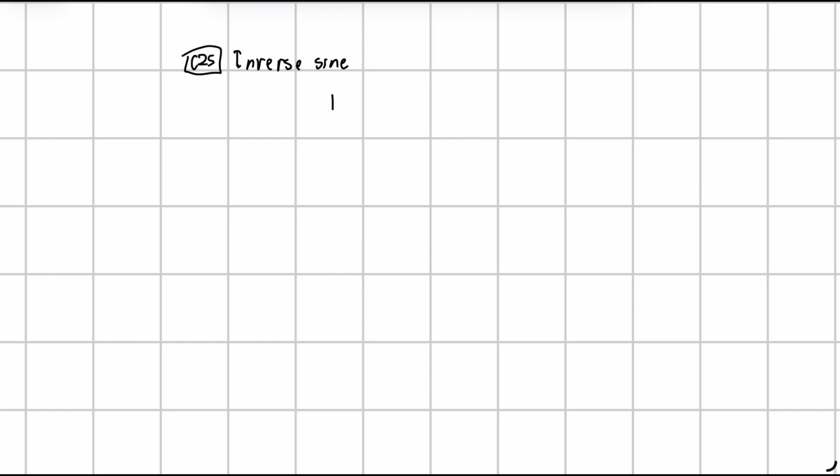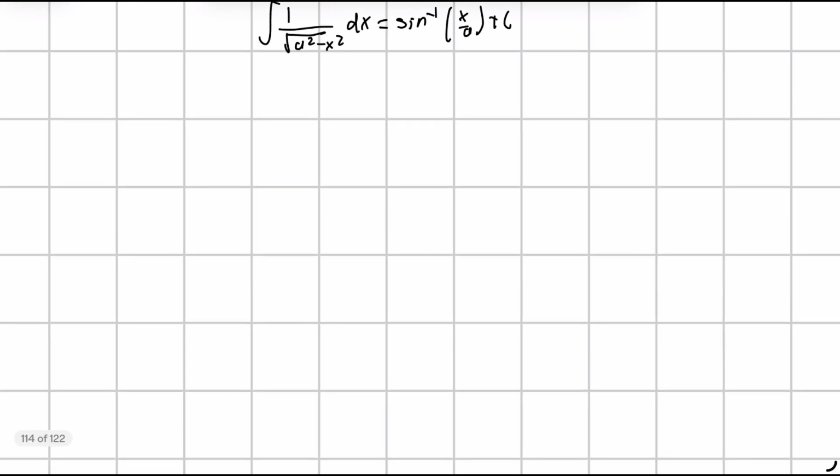This means the integral of 1 over the root of a squared minus x squared dx is equal to sine inverse of x over a plus c. So basically, if you have the root of this, you're going to produce inverse sine usually. You're going to match your a squared minus x squared, and take the root of all of that. You have to match it, and then identify what your a is. This is your mystery. You need to find what a is, and then we're going to use this inverse sine formula.